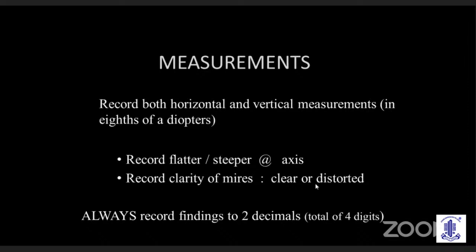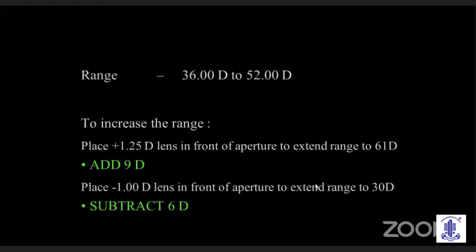The main point here is to record the clarity of mires. The biggest advantage of having a manual keratometer is that you can see the clarity of the mires. Make sure it is clear. Mention whether it is clear or distorted. Always record the finding to 2 decimal points, a total of 4 digits.